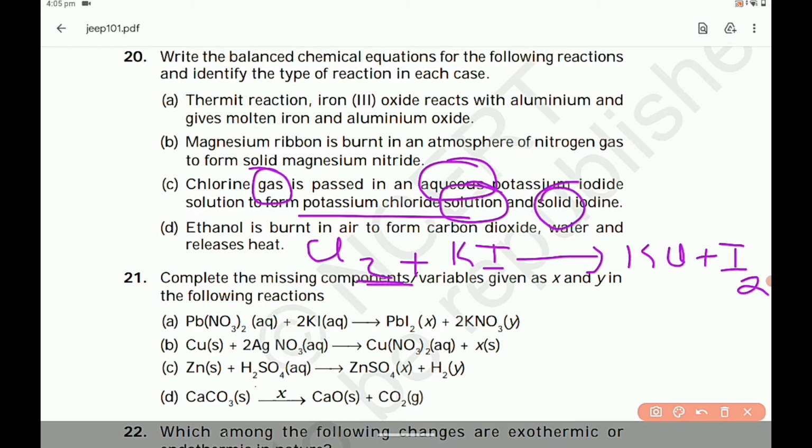So there are 2 chlorine here, put 2 here, potassium 2, iodine 2, so it is balanced. 1 Cl2 combines with 2 moles of potassium iodide to form 2 moles of KCl and I2.